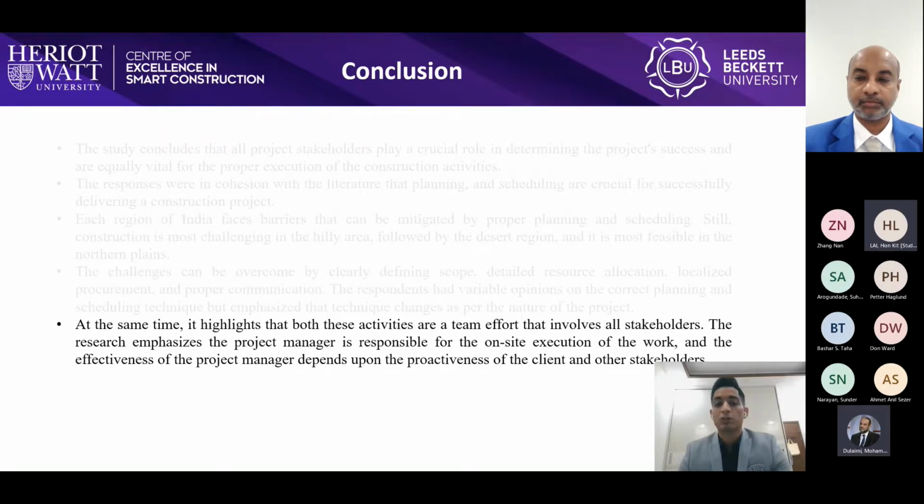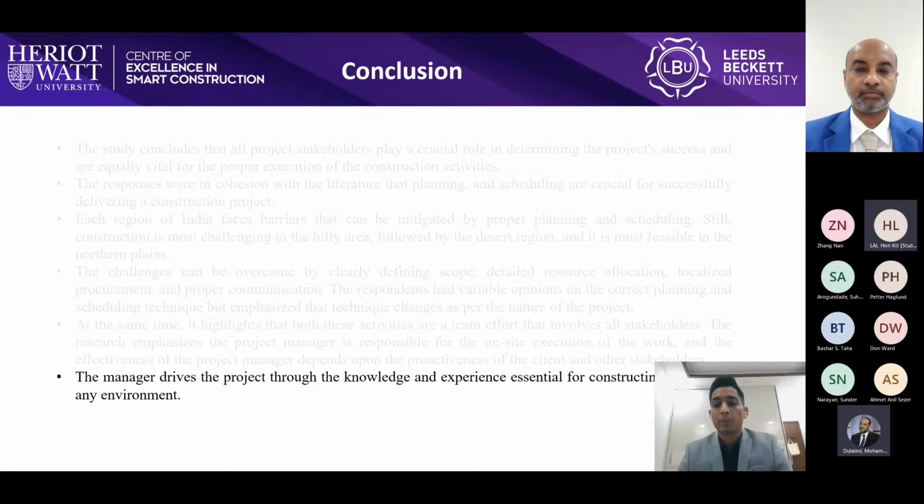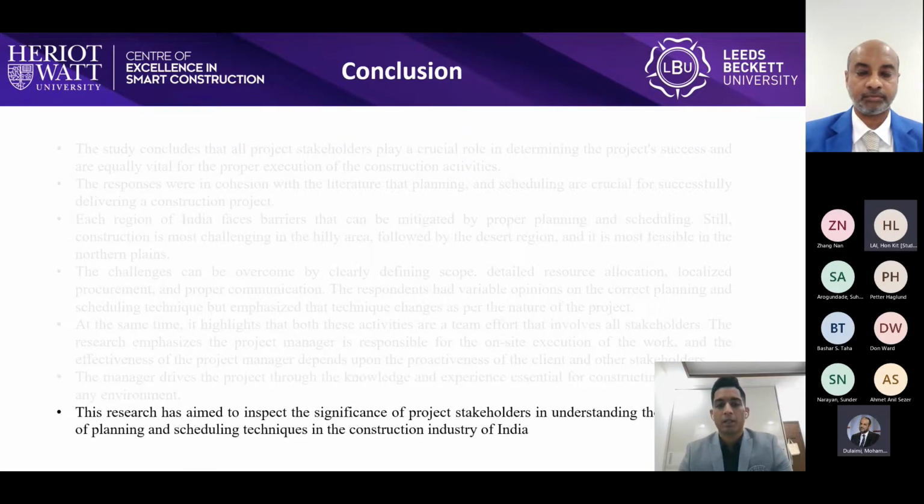At the same time, it also highlights that both planning and scheduling are a team effort that involves all stakeholders. It is equally important for everyone to be a part of the research. The project manager drives through knowledge and experience, and he or she is essential in any construction environment. The research has aimed to inspect the significance of project stakeholders in understanding the importance of planning and scheduling in the construction projects of India.